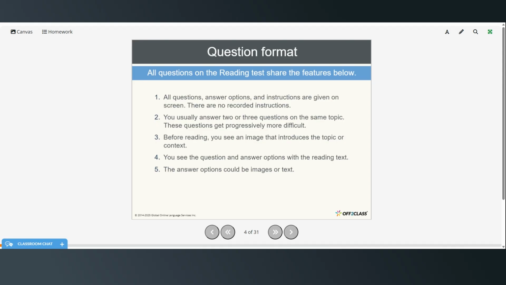All questions, answer options, and instructions are given on screen. There are no recorded instructions. You usually answer 2 or 3 questions on the same topic, and these questions get progressively more difficult. Before reading, you see an image that introduces the topic or context. You see the question and answer options with the reading text, and the answer options could be images or text.